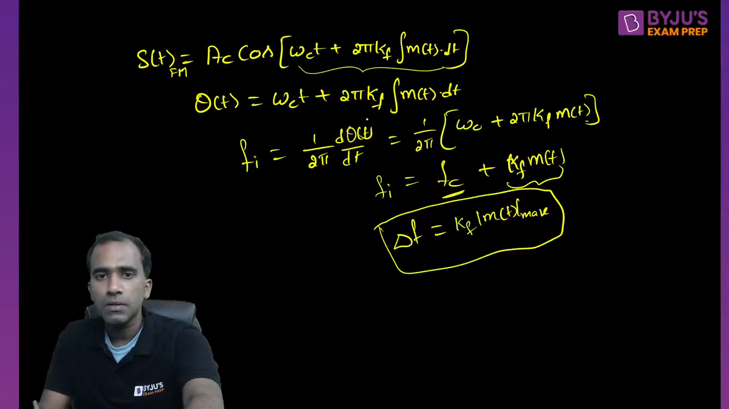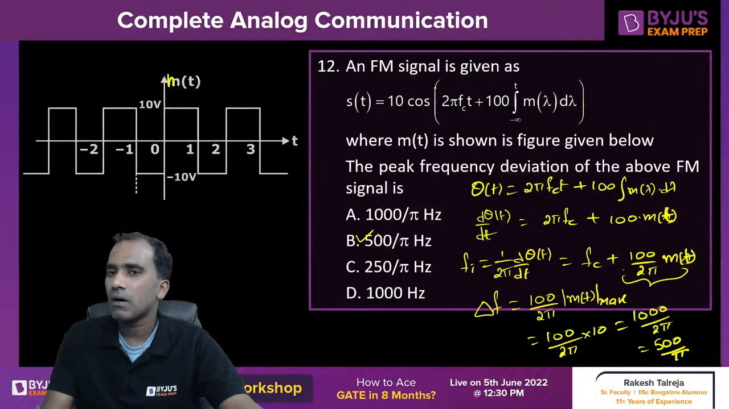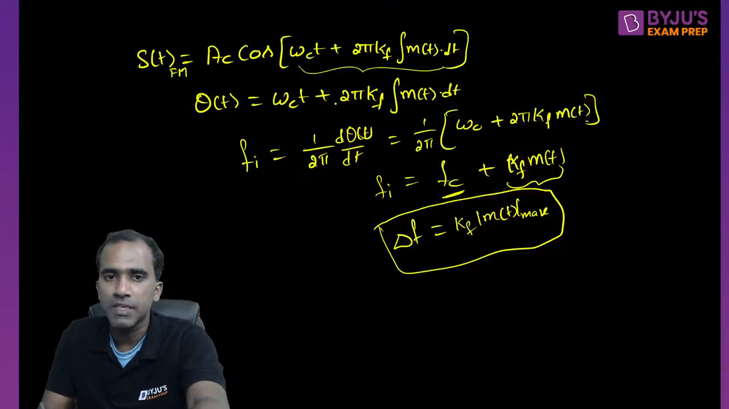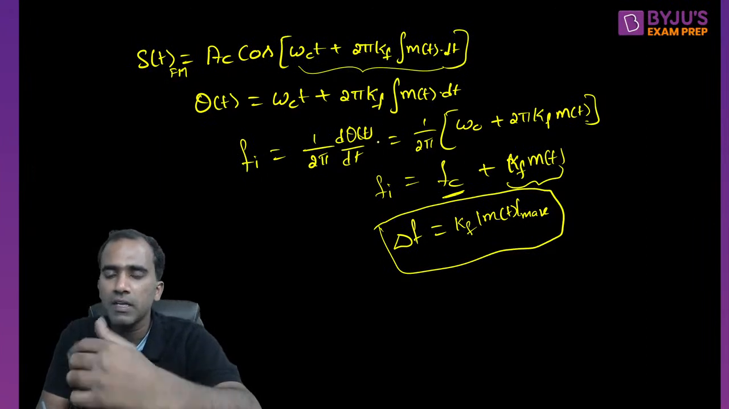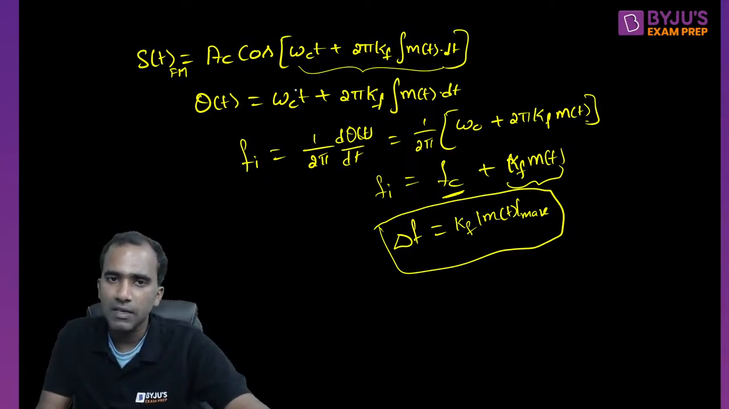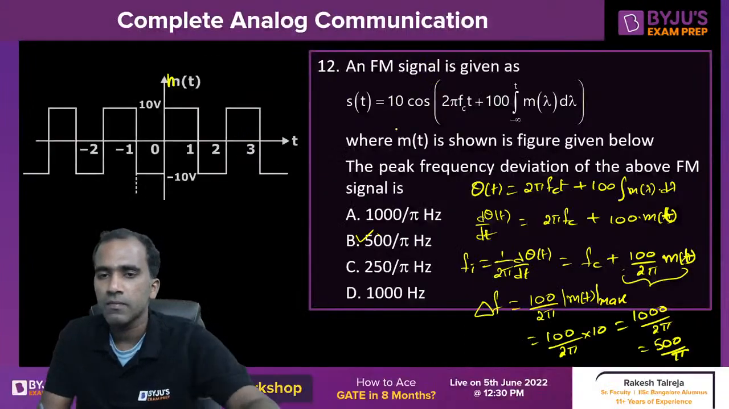The other way is, you could have compared also, right? You can compare this equation with this equation, but not every time it will be so straightforward. That's why I've told you the general procedure here. This procedure you can apply for any equation: if you take the angle and differentiate, you'll get the frequency. That is applicable for phase modulated signals also. This basic procedure you can apply for all frequency modulated as well as phase modulated signals.